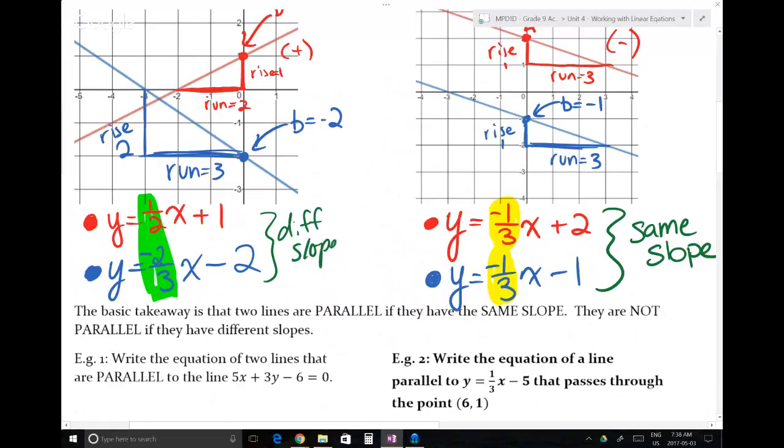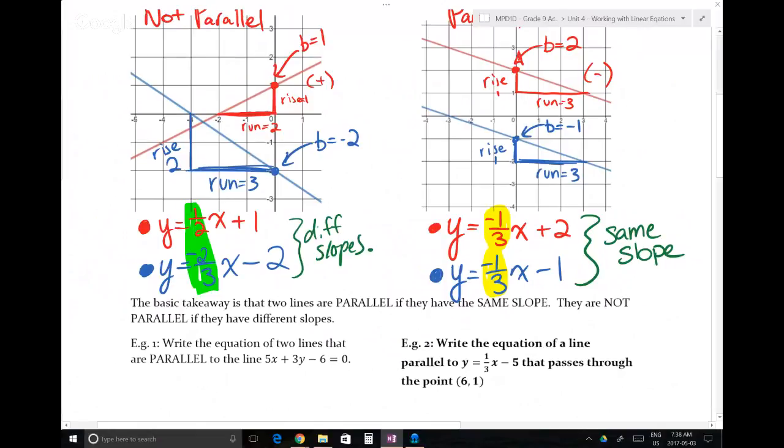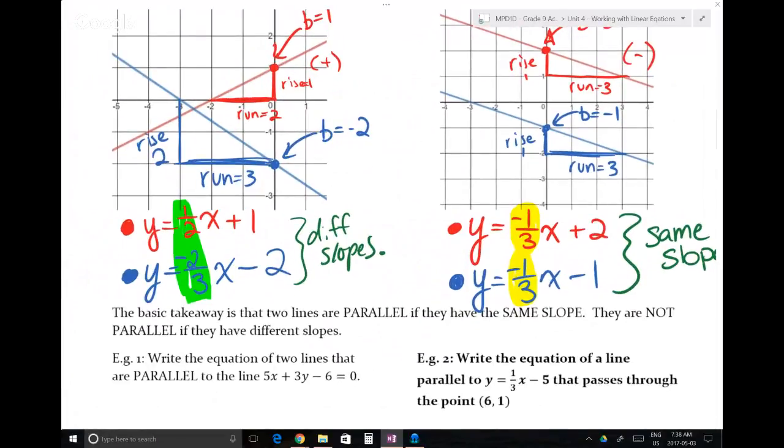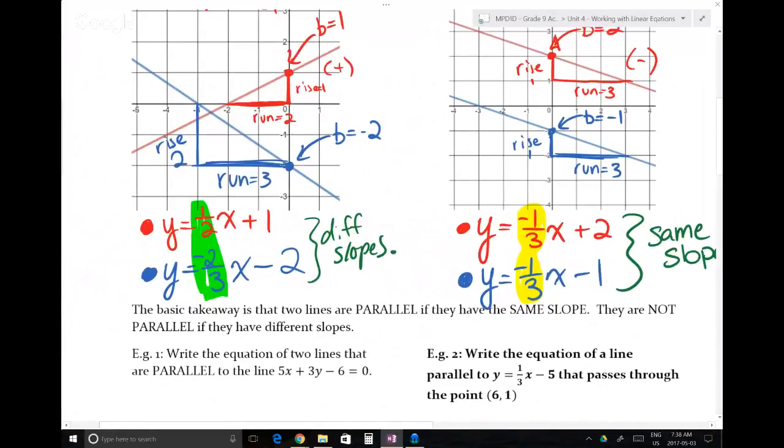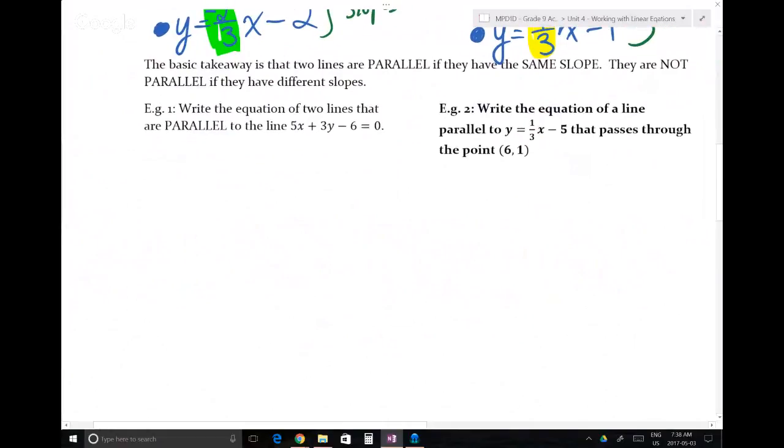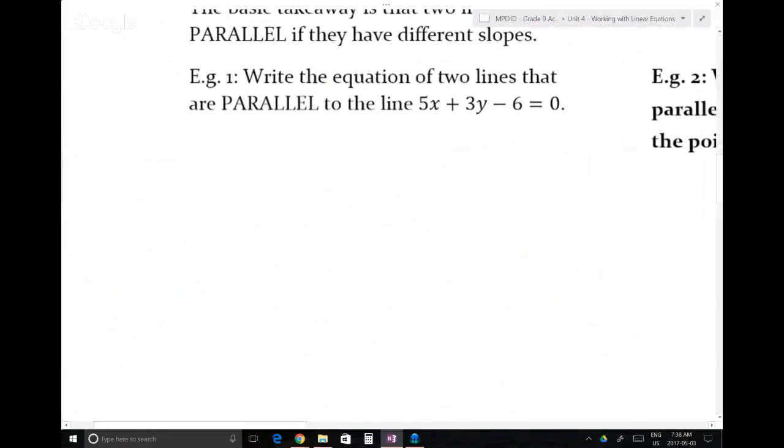And that's the rule, in fact. Two lines are parallel if they have the same slope, because then they will rise and run by the same amount forever and never meet. And they're not parallel if the slopes are different, because at some point they will meet. So we're going to do a couple examples here. The first one says, write the equation of two lines that are parallel to this one. Take a minute, see if you can try that. If not, we'll do it together.